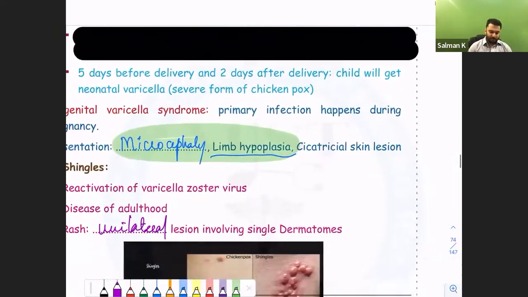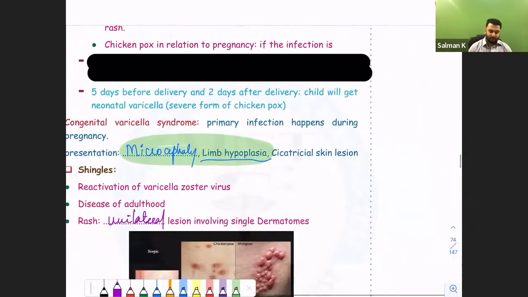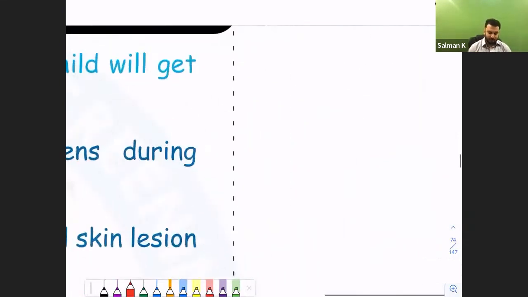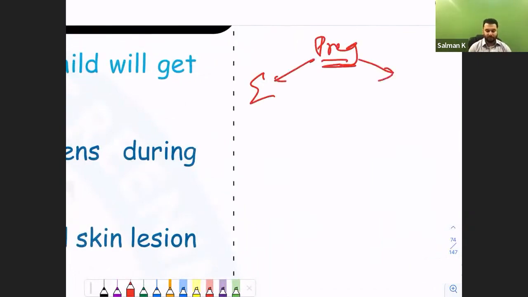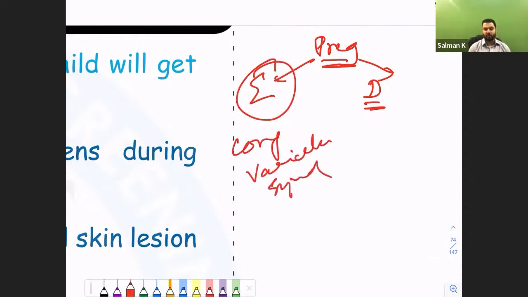We had learned that chickenpox, if it happens in pregnancy, especially early pregnancy... First of all, in pregnancy, if you start, one is early, one is near the delivery. In early pregnancy, congenital varicella syndrome is what would be seen. And the next one: near the delivery, it is going to manifest as neonatal varicella. Cool.